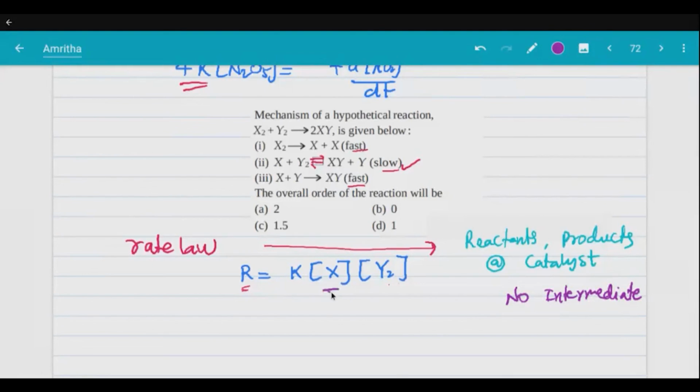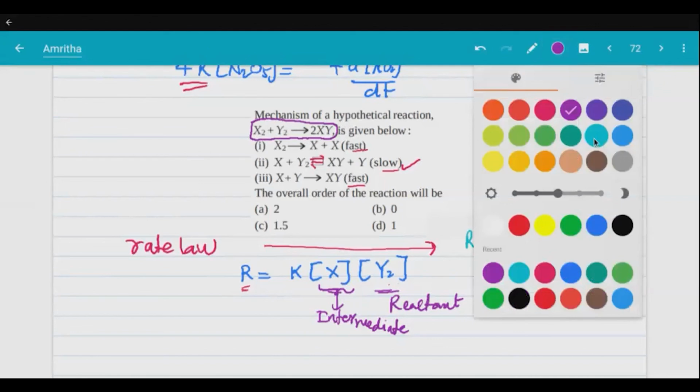But see, look at this. This is reactant. This is reactant. But what is this? This is intermediate, no? Sir, how do we know which one is intermediate here? See, look at the reaction. Reactants are X2 and Y2. Product is XY. Now, what is intermediate? Anything other than these, anything which is formed in the reaction, X is intermediate. But rate law should not contain intermediate.